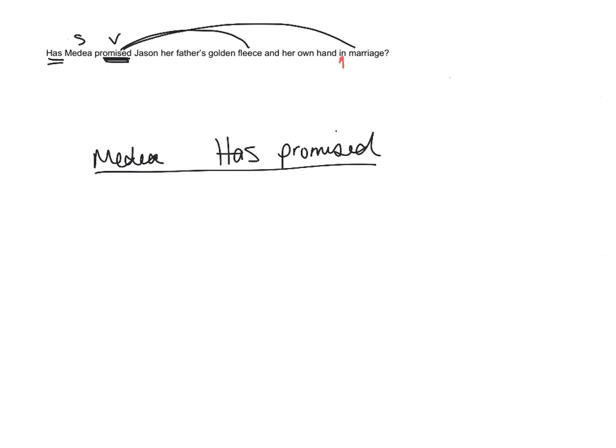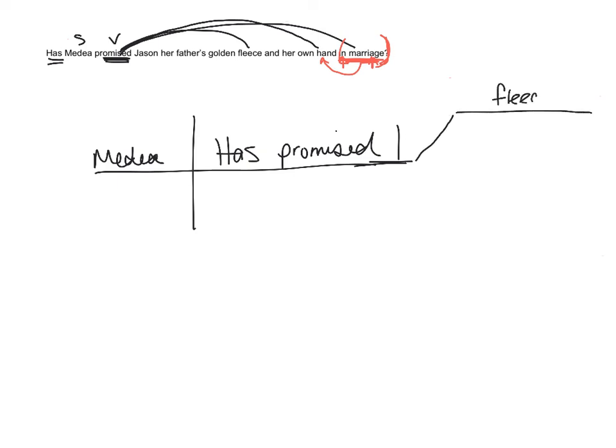I have a relationship word in followed by a noun, marriage. That means this is a dangly. So in marriage, what is it describing? It's describing her hand. So what is it that Jason actually was promised? Hand. Okay, so Medea has promised two things. Promised fleece and promised hand. Because remember, prepositional phrases never go on our main idea line.